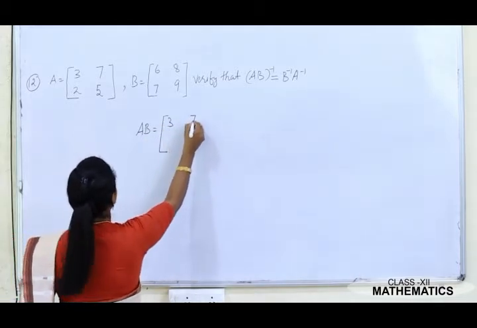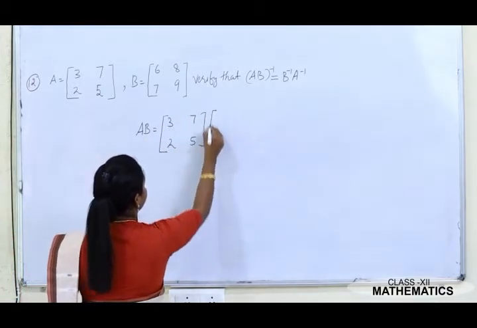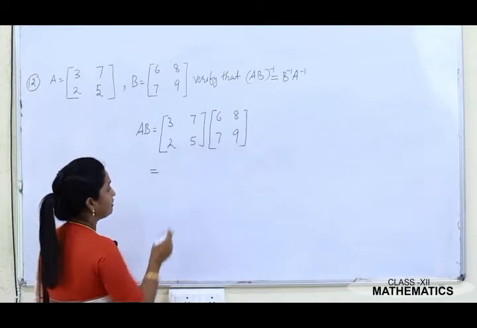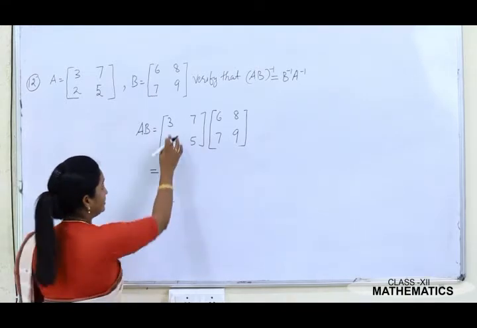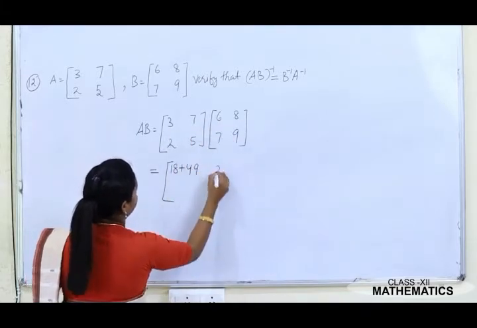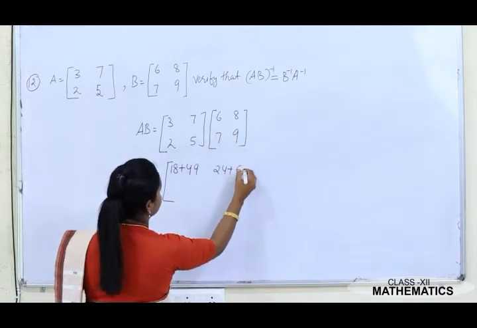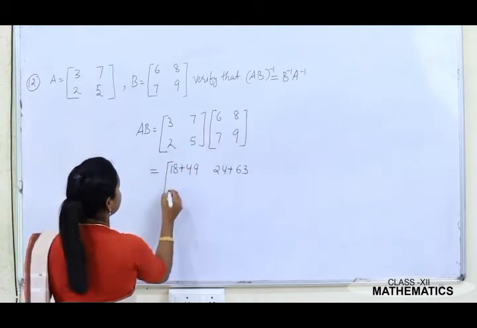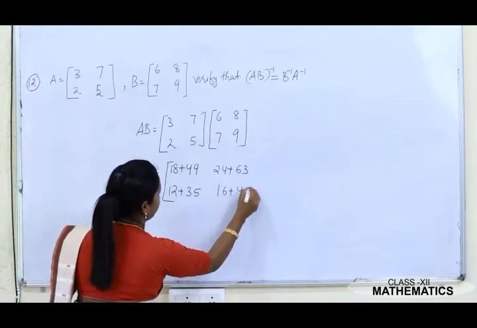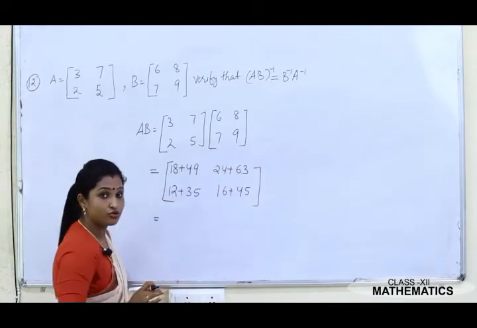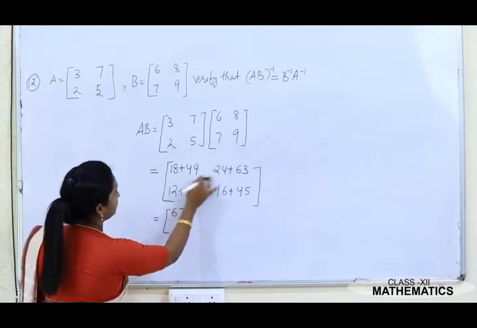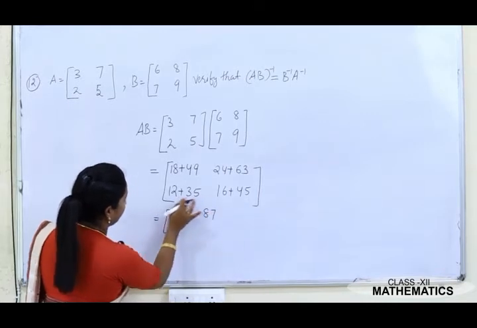A is [[3, 7], [2, 5]] and B is [[6, 8], [7, 9]]. So we will multiply. You know how to multiply two matrices: that is 18 plus 49, 24 plus 63, and here it is 12 plus 35 and 16 plus 45. So you have multiplied the two matrices. Now let's see what you are going to get.